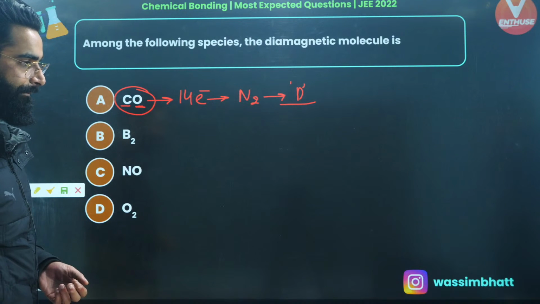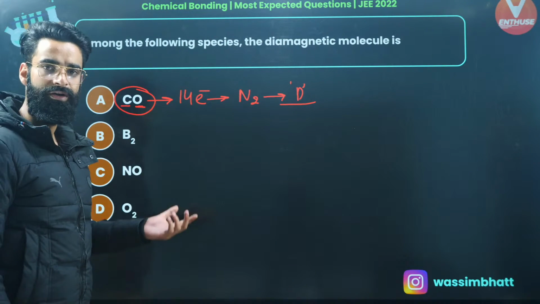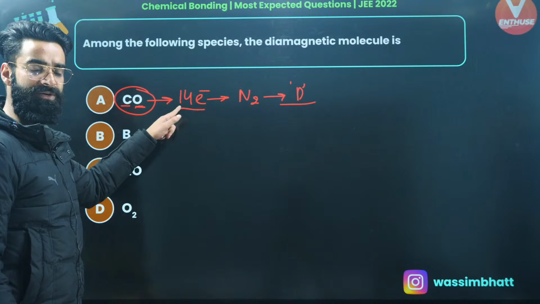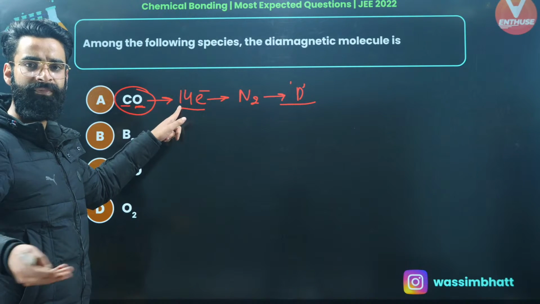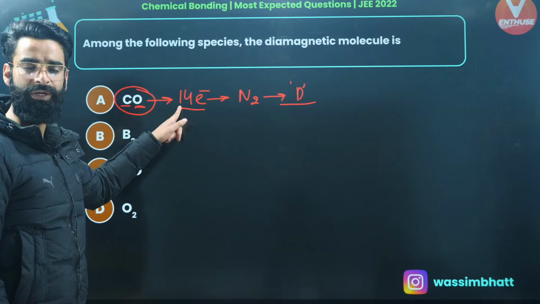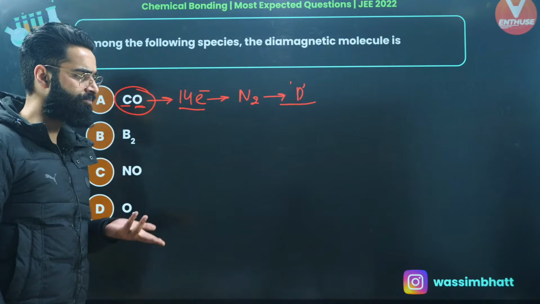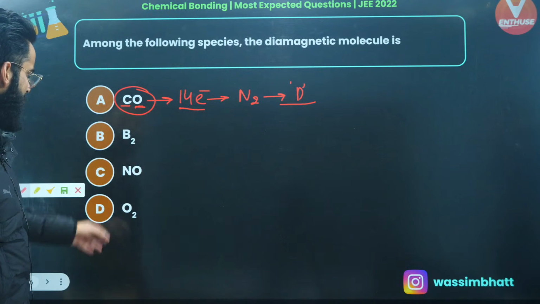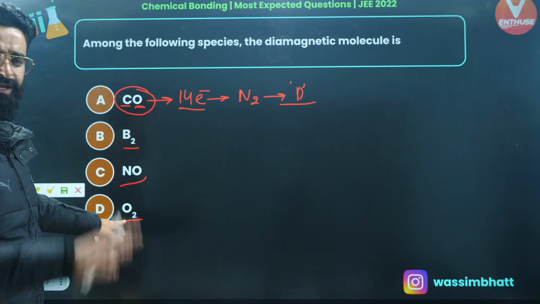It's done. Among the following, the diamagnetic molecule is, as we saw a few minutes back, N2, which was the 14 electron species. Carbon monoxide is again a 14 electron species. Isoelectronic species have the same bond order and show the same magnetism as well. So if N2 is diamagnetic, CO must also be diamagnetic. Simple. So option A.